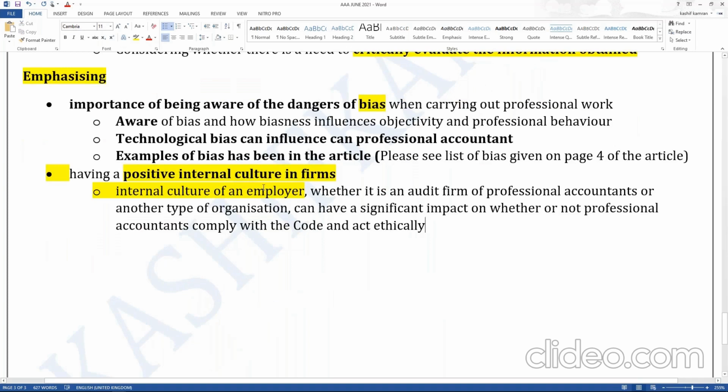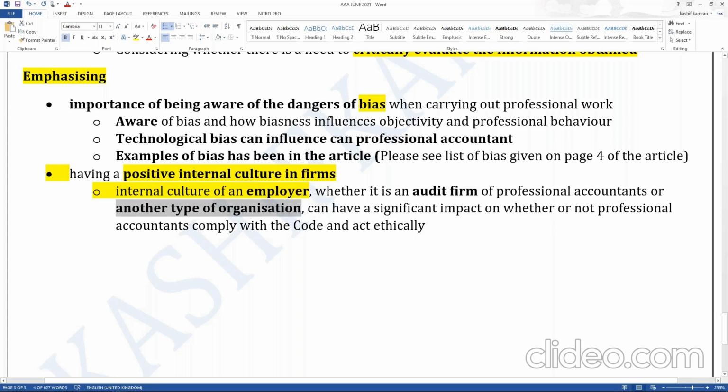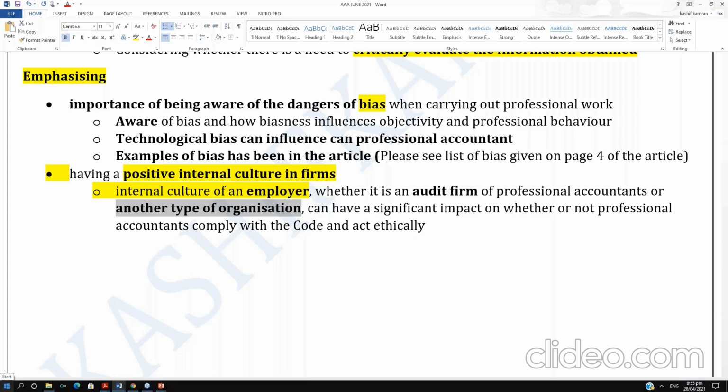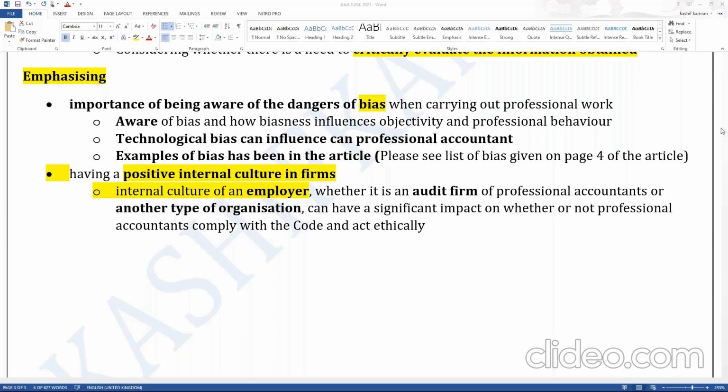Internal culture of an employer, whether it is an audit firm of a professional accountant or it is another type of organization. Do we have accountants in other organizations like Unilever, like Procter and Gamble, like Nestle? Do we have accountants in every organization, or do we just have professional accountants in an audit firm? Everywhere, right? So internal culture of an employer, which employer? Not just the audit firms, even the other types of organization, right? So that's the broad definition of the word employer.